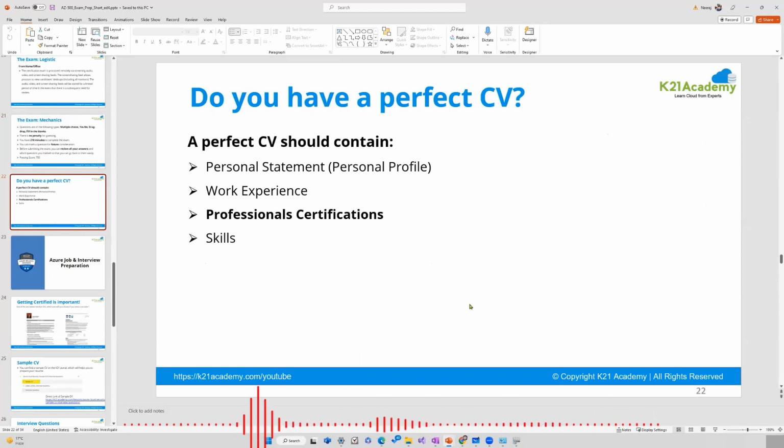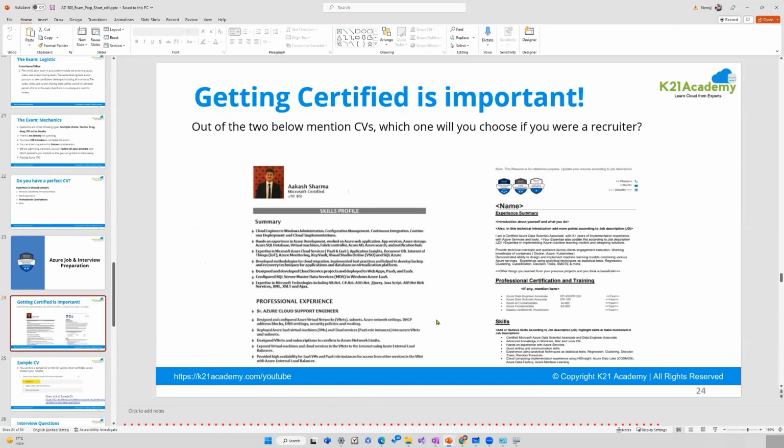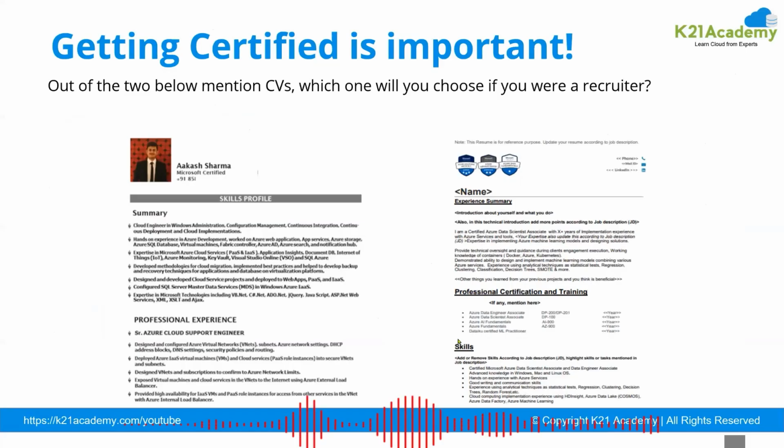So how do you design your CV so that you get good jobs? One of the things that you would want to do is look at ATS systems. There are some systems called ATS systems. What these ATS systems do is search for keywords within your CV.